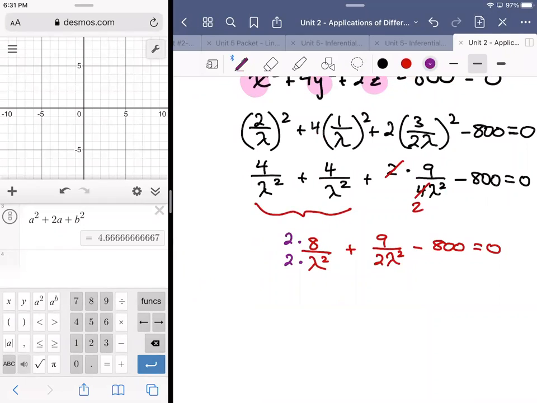I'm looking at 16 plus, so these two together. Oh, I love it. 16 plus 9 is going to be 25. So we're looking at 25 over 2 lambda squared. And then I'll swing that 800 to the other side.